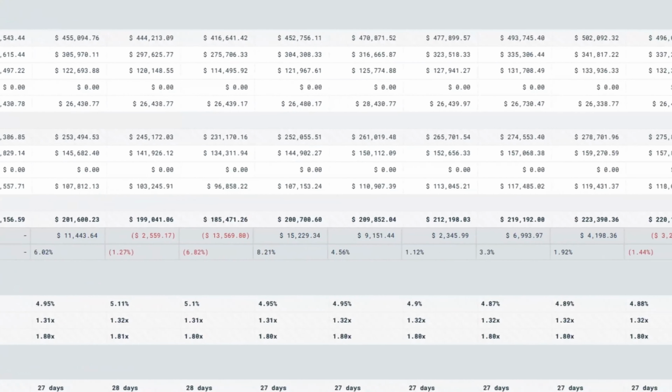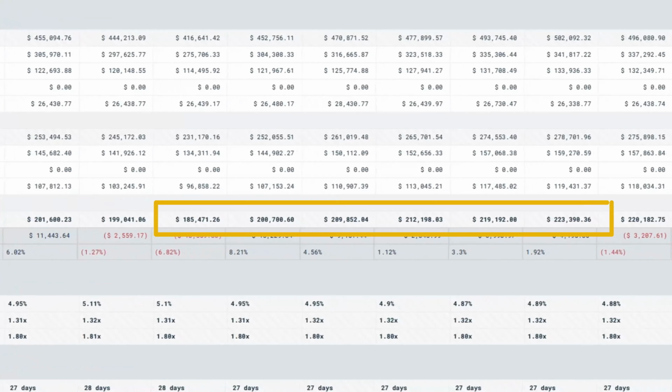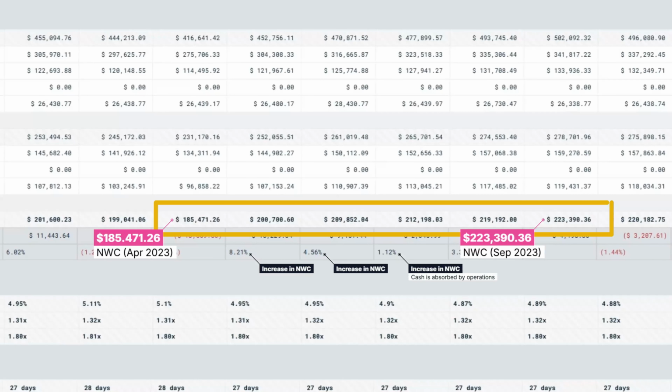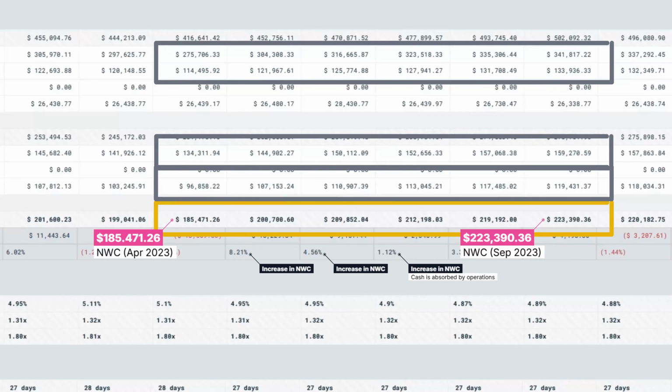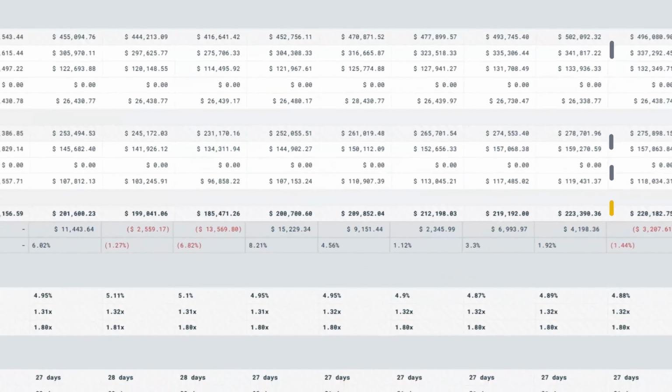Then, as you shift later in the year, from April through September, net working capital increases from about $185,000 to roughly $223,000, shown here by a series of black values. As you can see, accounts receivable rises across those months, as do inventory costs. Accounts payable and accrued payroll also increase, but not at the same pace, so the business needs more cash to fund operations, meaning working capital is absorbing cash until receivables are collected or inventory turns.